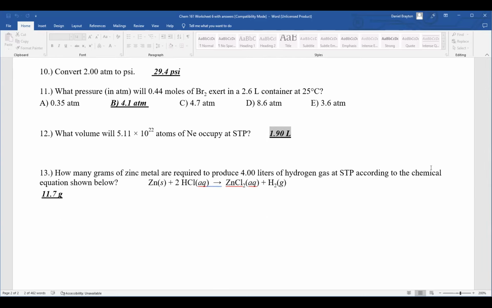13, going on here. How many grams of zinc metal are required to produce 4 liters of hydrogen at STP according to the chemical equation below? So this is one where you can't forget things. Chemistry is cumulative.